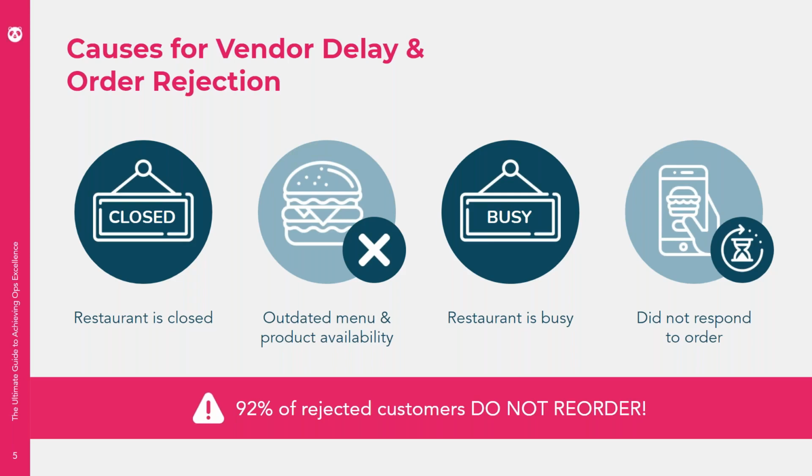And the third scenario would be restaurant is busy. This could happen during peak hour when you have a lot of orders coming in. You cannot cope with the amount of orders, so you start to reject the incoming orders, or you may take a longer time to prepare the food. These actions will lead to vendor delay and rejections and will cause your ratings to drop as you did not fulfill customer satisfaction.